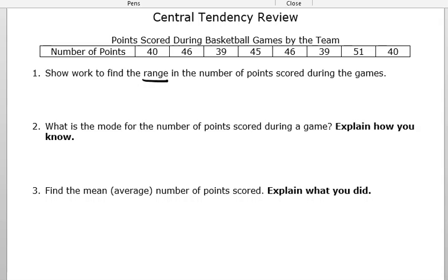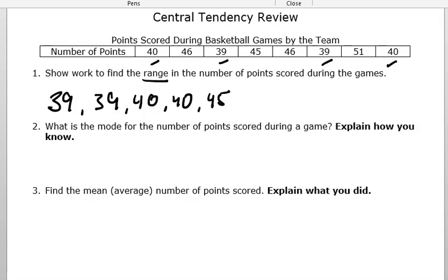First, I want to actually list these in order from least to greatest. Okay, and so I'm going to go 39, 39. All right, what comes next? I have 2 40s, 40, 40. I have a 45, 2 46s, and a 51. All right, let's see. 1, 2, 3, 4, 5, 6, 7, 8. I always double check to make sure I counted correctly.